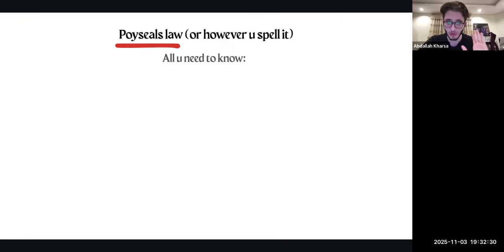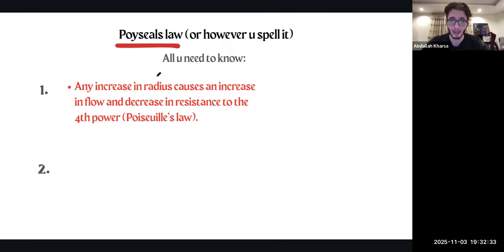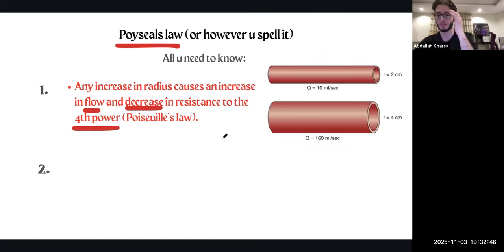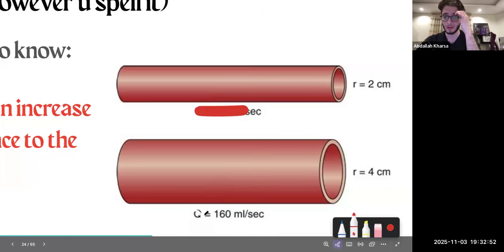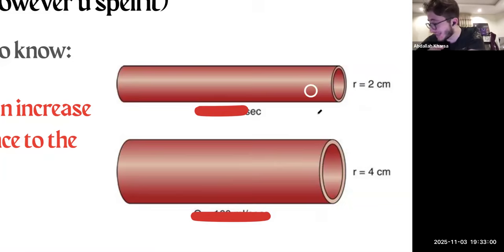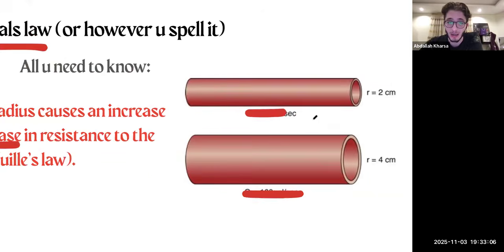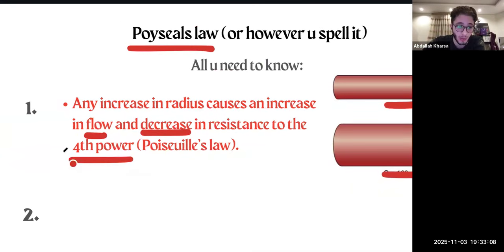The first one is that any increase in the radius, which is the width of a vessel, causes an increase in flow and a decrease in resistance to the fourth power. That's a big sentence. Let's break it down. If you have a blood vessel, I'm going to scribble on this for a second. If you have a blood vessel and the radius is 2, and you double the radius, the resistance to blood flow in this vessel is going to be inversely proportional, opposite proportional, to the fourth power.